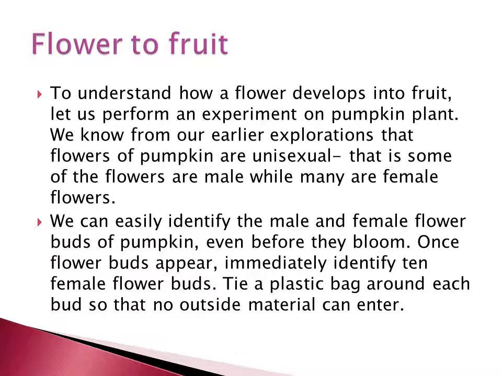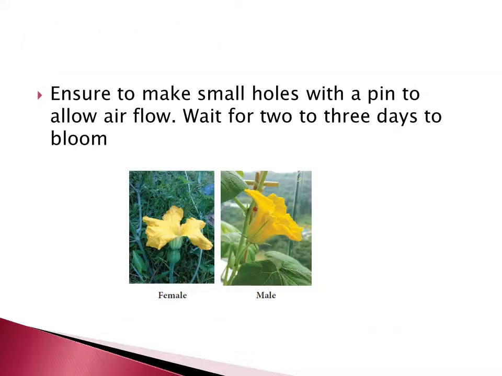Flower to fruit. To understand how a flower develops into fruit, let us perform an experiment on pumpkin plant. We know from our earlier exploration that flowers of pumpkin are unisexual. That is, some of the flowers are male while many are female flowers. We can easily identify the male and female flower buds of pumpkin even before they bloom. Once flower buds appear, immediately identify 10 female flower buds. Tie a plastic bag around each bud so that no outside material can enter. Ensure to make small holes with a pin to allow airflow. Wait for 2 to 3 days to bloom.